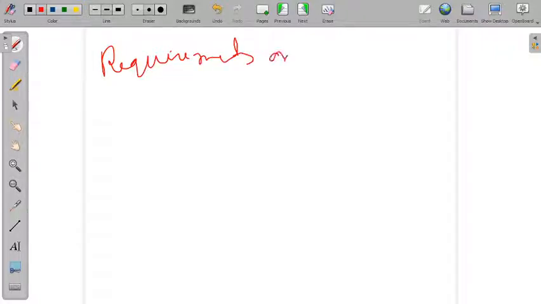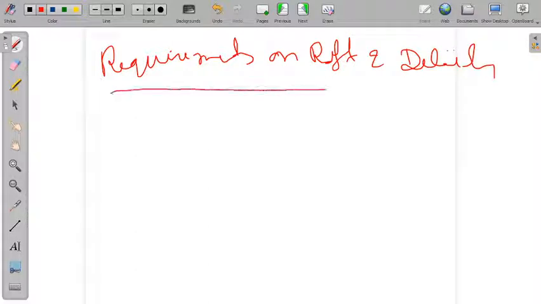Requirements on reinforcement and its detailing. Okay. First we will see the longitudinal reinforcement. Okay, how to provide the longitudinal reinforcement.